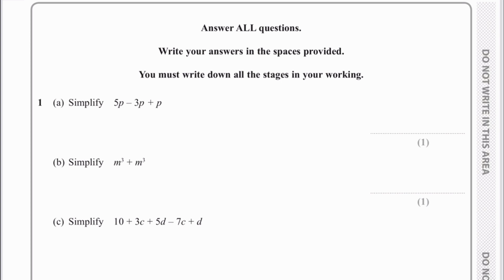We've got 5p minus 3p plus p. Well, that's going to give you an answer of 3p. Okay, and then we've got part B: simplify m cubed plus m cubed, or m to the power of 3. Now just be very careful here, it's not a multiplication, it's an addition, so we would actually get an answer of 2m to the power of 3.